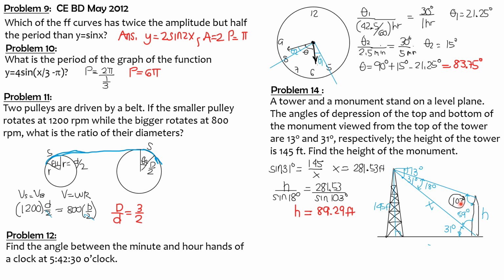We then apply the sine law because we already computed X. So H as to sine 1 degree equals X, which is 281.53, as to sine 120 degrees. Solving for H, the height of the monument, 89.29 feet.